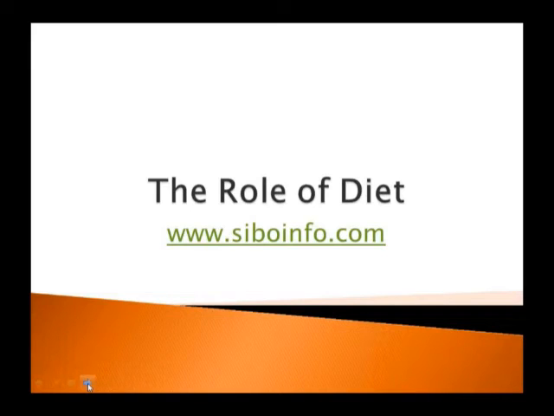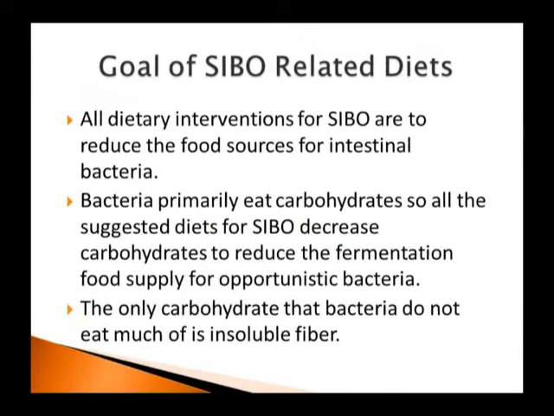Well, what about the diet? What about the role of diet? Well, as you can imagine, it certainly plays a role. If we've got a lot of carbohydrate consumption, we're going to have the potential for any normal bacteria that has found its way into the digestive system to use it as a fuel source and ferment the products or byproducts of it. So all of the diets that are related to small intestinal bacterial overgrowth are really there to try to reduce the potential food sources for intestinal fermentation and to reduce those carbohydrates.